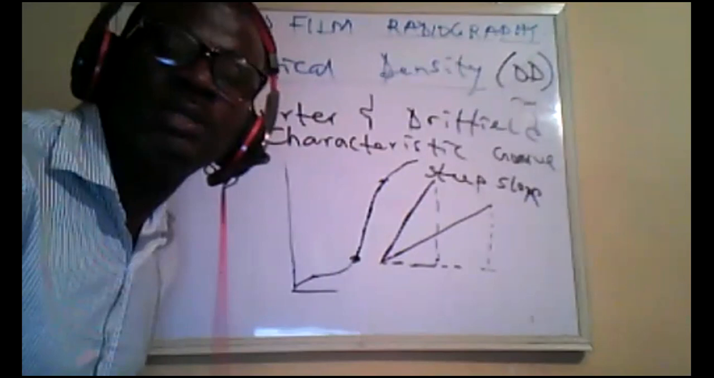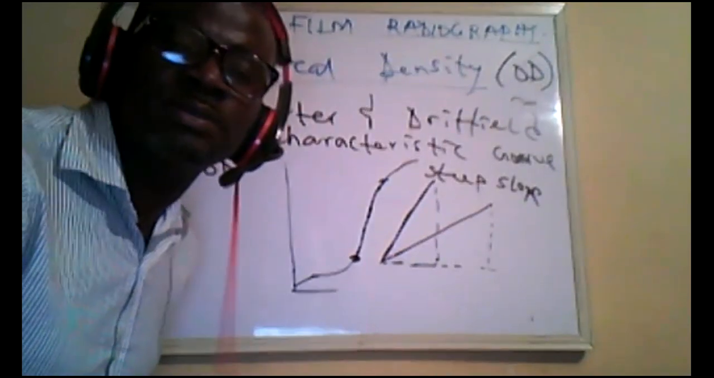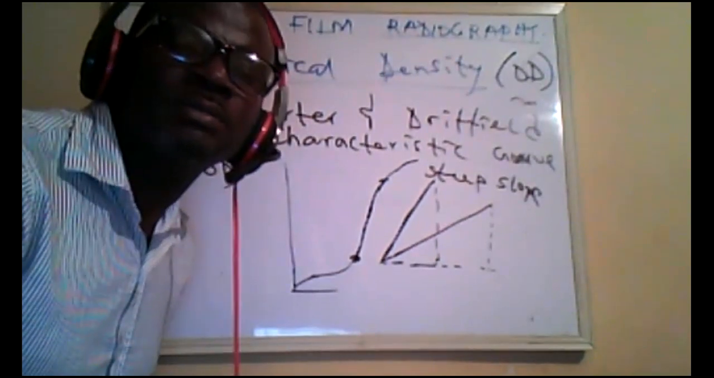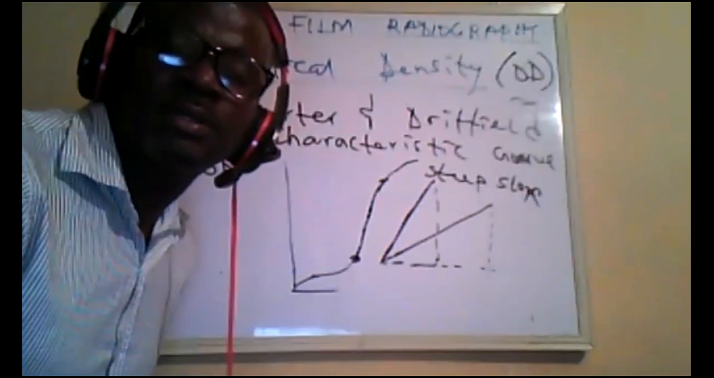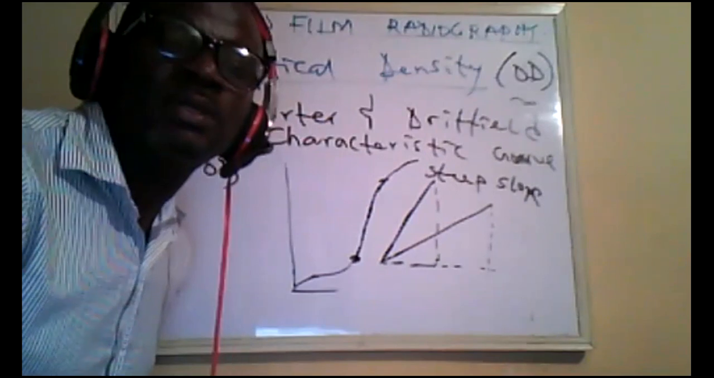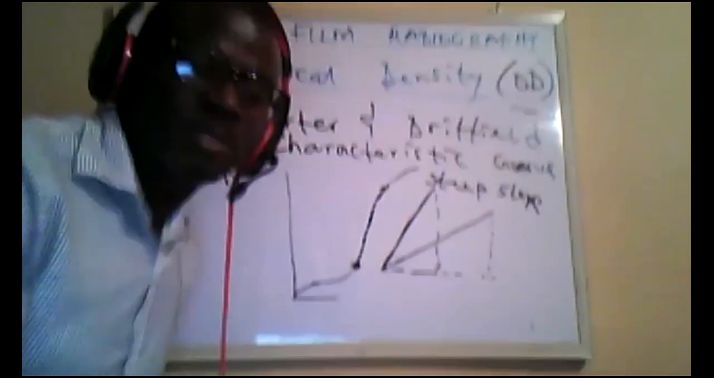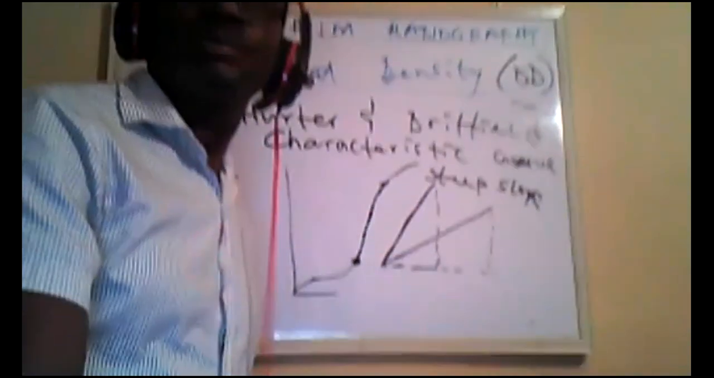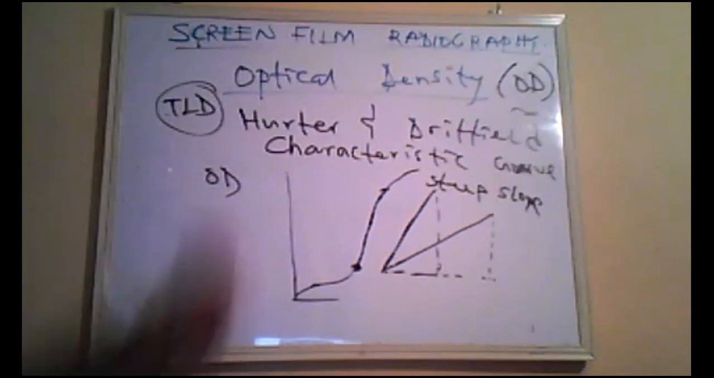Screen film optical density range. Well, we have something like that. So this just tells us about contrast from an OD curve.